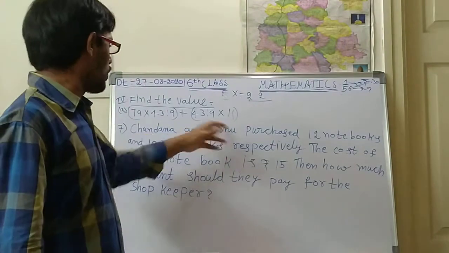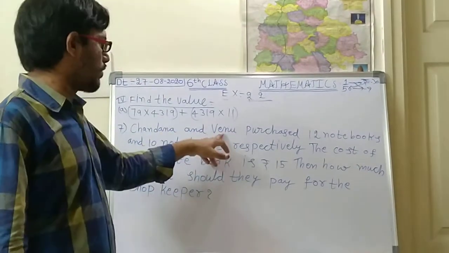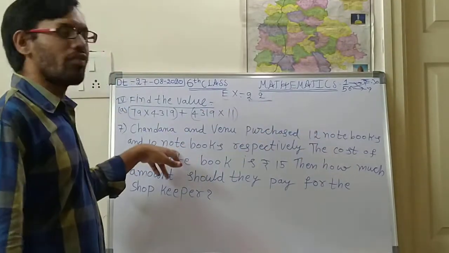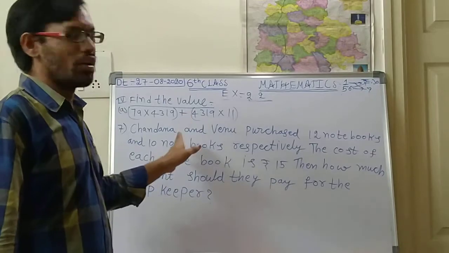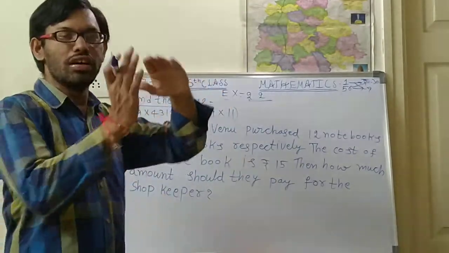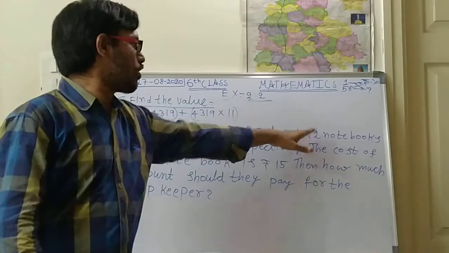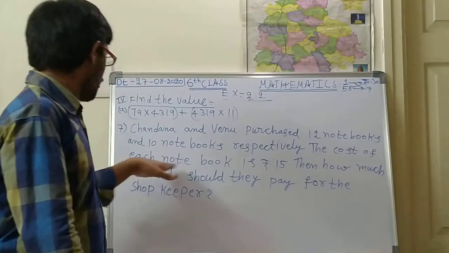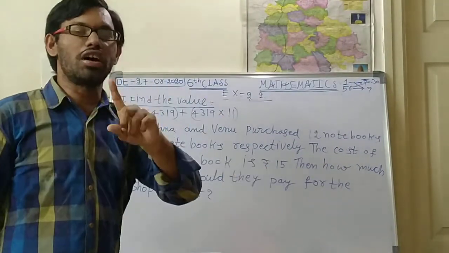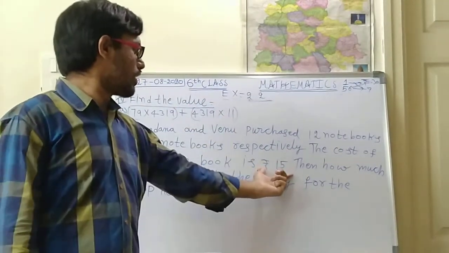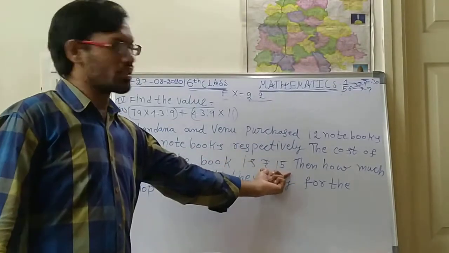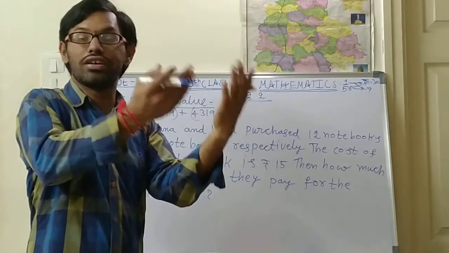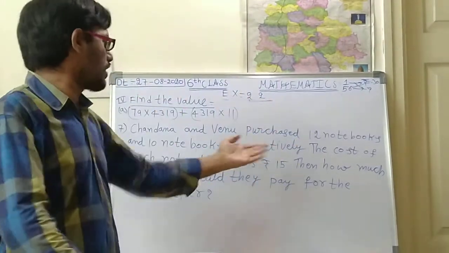Chandana and Venu means morning and evening. They purchased 12 notebooks and 10 notebooks, which corresponds to 56 liters and 44 liters. You compare it. The cost of each notebook is rupees 15, like the cost for 1 liter is rupees 30. Then how much amount should they pay to the shopkeeper? Like how much amount does the milk vendor get? Same like that only, children.